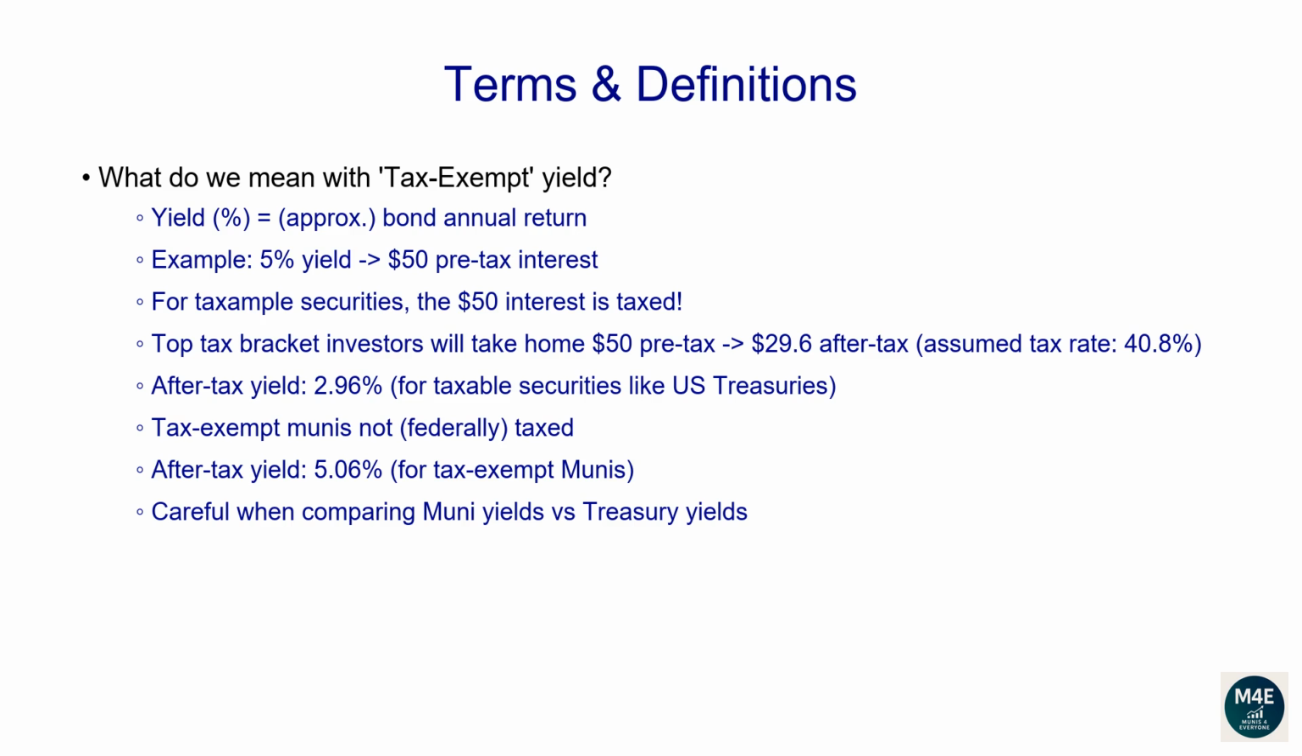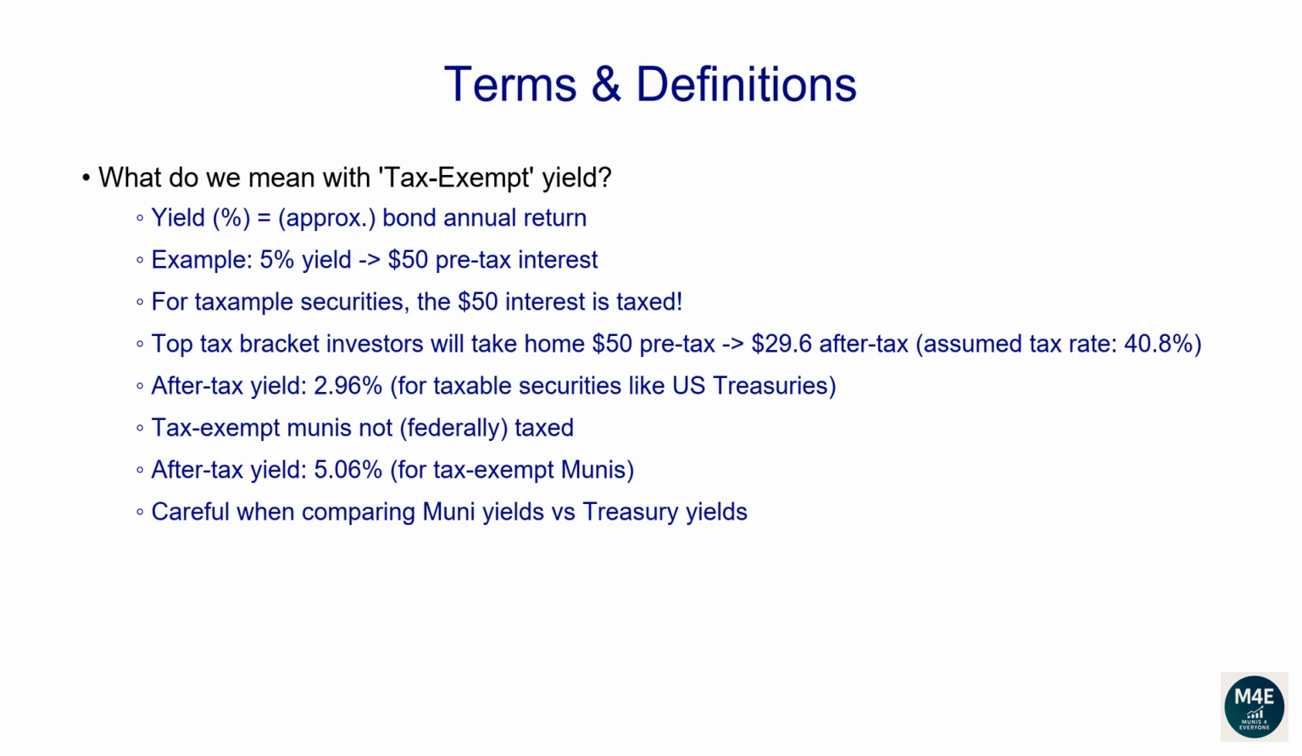What do we mean with tax-exempt yield? Yield is one way to measure how much return you earn each year when you invest in a bond. Meaning, yield is usually an annualized measure. For example, if you invest $1,000 in a bond with a 5% yield, and it matures in 1 year, you'll get $50 in interest plus your $1,000 back 1 year from now. But most bonds are taxable, meaning you must pay your ordinary income tax on that $50. If you're in the highest tax bracket, currently 40.8%, your after-tax interest actually received would be $50 times 1 minus 40.8%, and that's equal to $29.60. This means your true after-tax yield is 2.96%, not 5%.